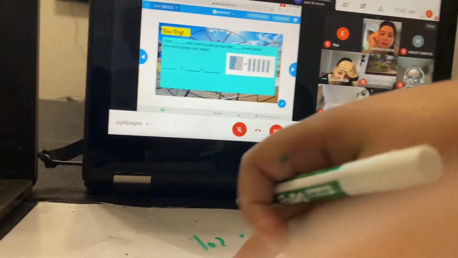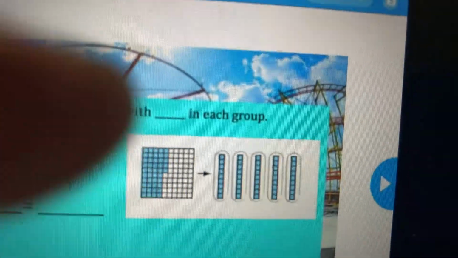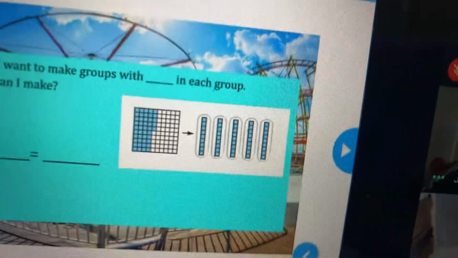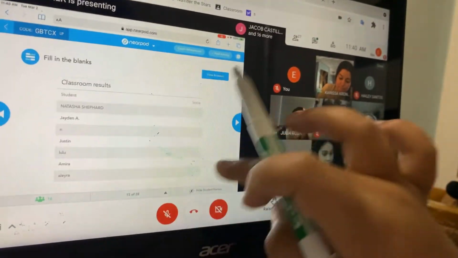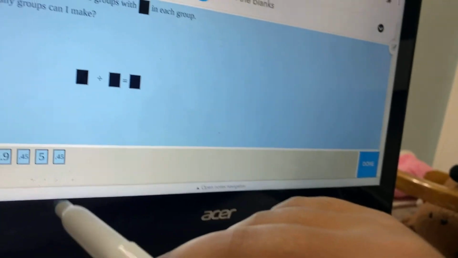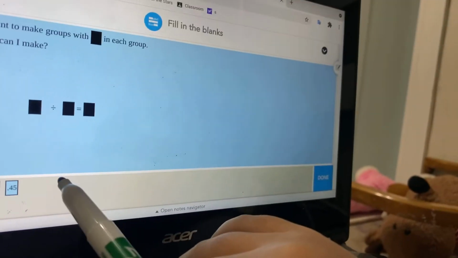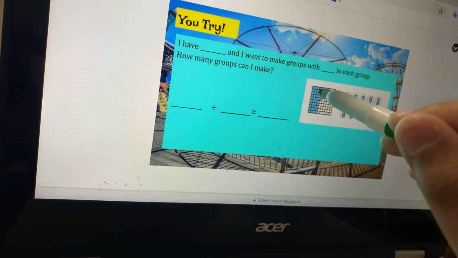All right, so now you guys are going to try. You have blank, and you want to make groups with how many in each group. Guys, count those dots because it's not a solid line, so count how many little tenth blocks you have there, okay? So then what would your number sentence be? Okay, look at the picture. Count it. I'm sorry, I can't really zoom in for you guys.